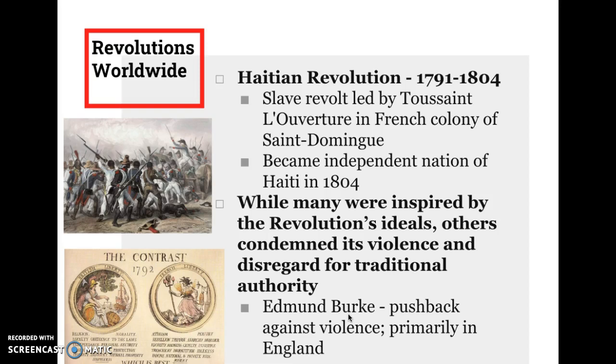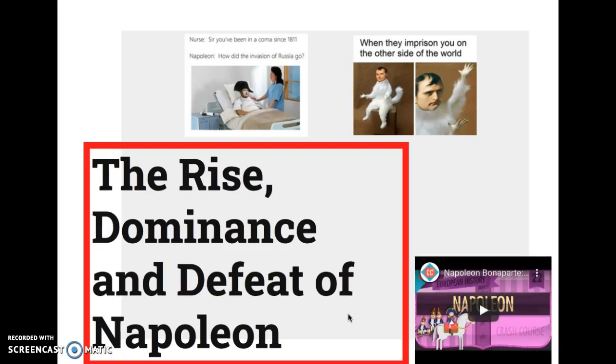And keep in mind that not everybody's down with the revolution's ideals, especially a lot of other people in Europe. Edmund Burke was a very vocal opponent against the violence of the French, especially the English were very anti. They thought the violence was very distasteful. A lot of French nobility escaped there during the revolution. So not everybody's down with its ideals. All right, that's all I got. We'll talk about Napoleon at a later date.